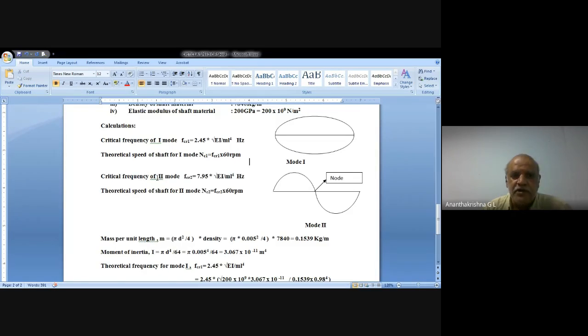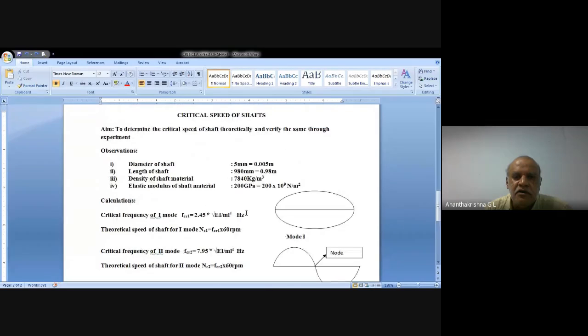Similarly, for the second mode of vibration, FCR2 is given by 7.95 into root of EI by ml to the power 4, where E is Young's modulus, that is 200 GPa, given in the problem. I is moment of inertia. How do you find out the I value for a circular cross section? Rajat Kumar, what is the equation for moment of inertia for a circular cross section under bending?